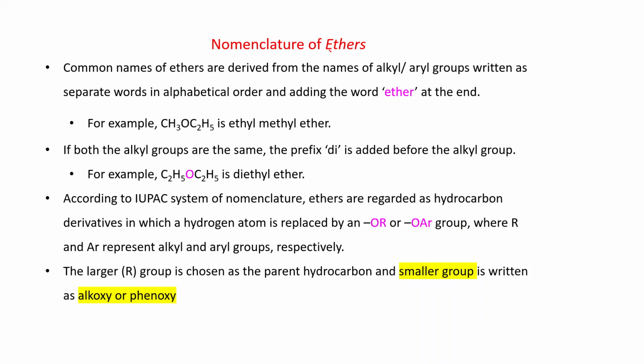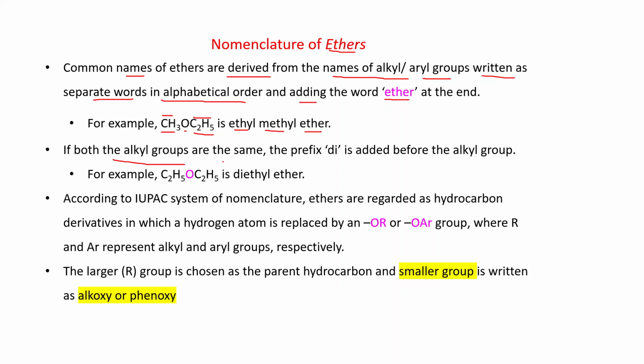Now, nomenclature of ethers. Common names of ethers are derived from the names of alkyl or aryl groups written as separate words in alphabetical order and adding the word ether at the end. For example, this is CH3OC2H5. This is a methyl group and this is an ethyl group. In alphabetical order, which will come first? Definitely ethyl. That's why its name is ethyl methyl ether.